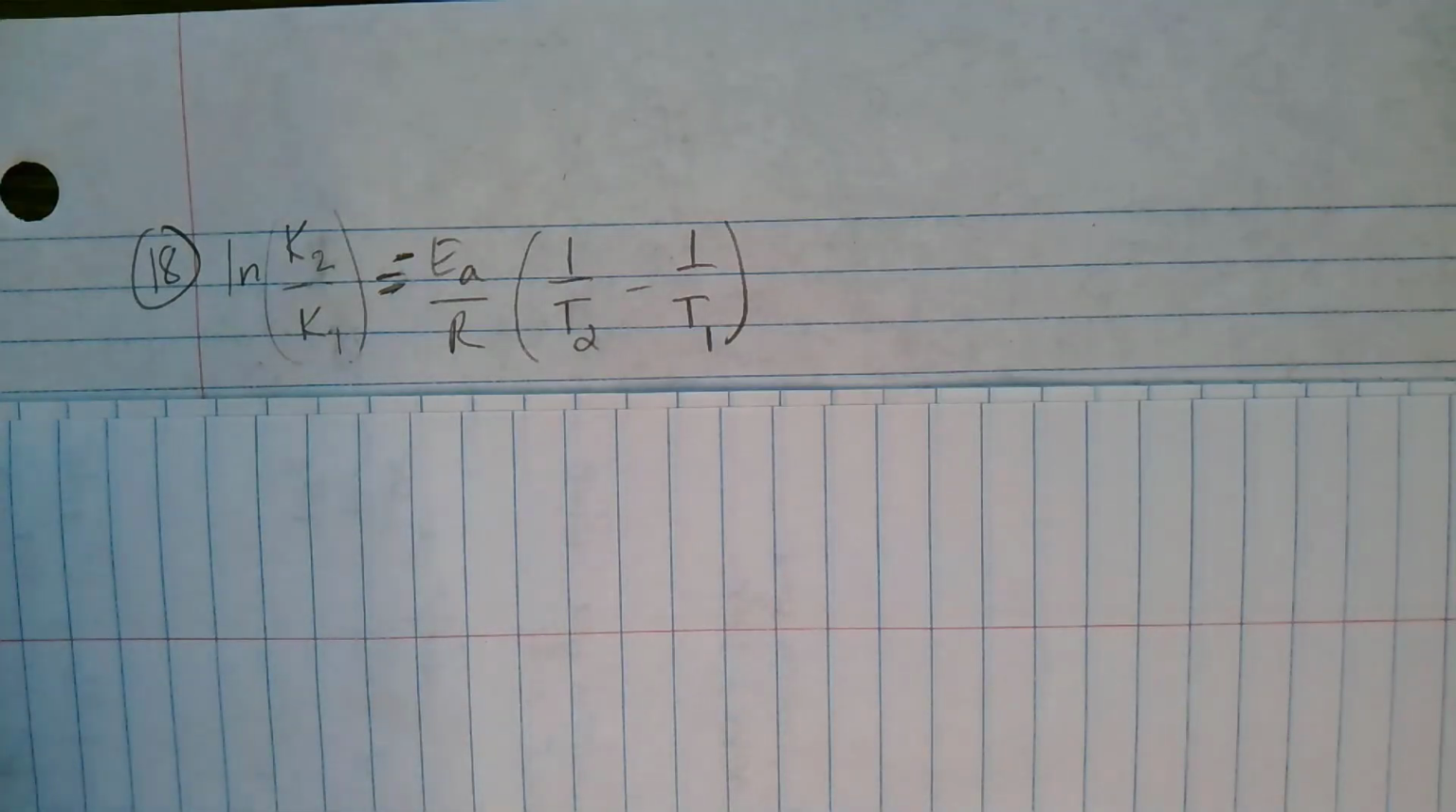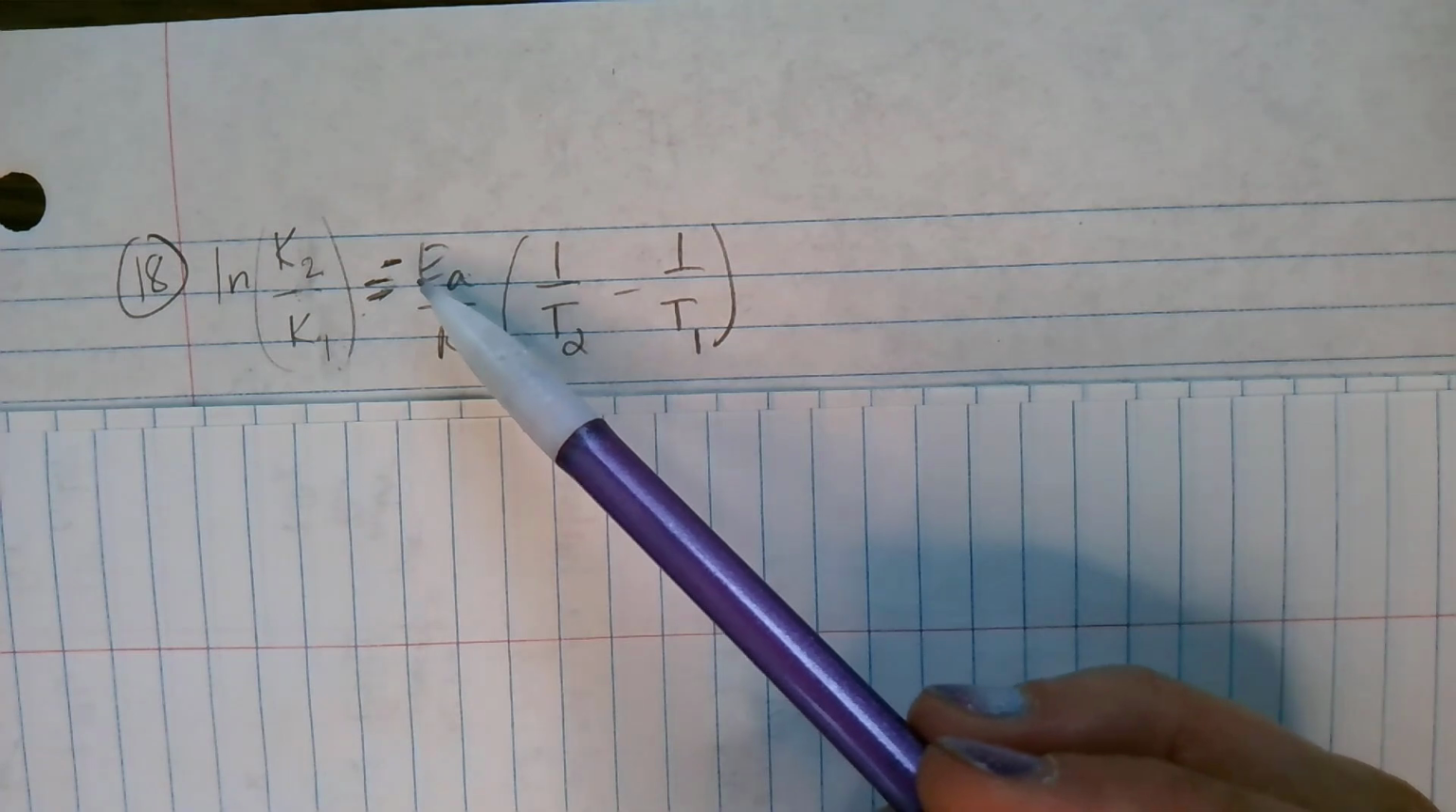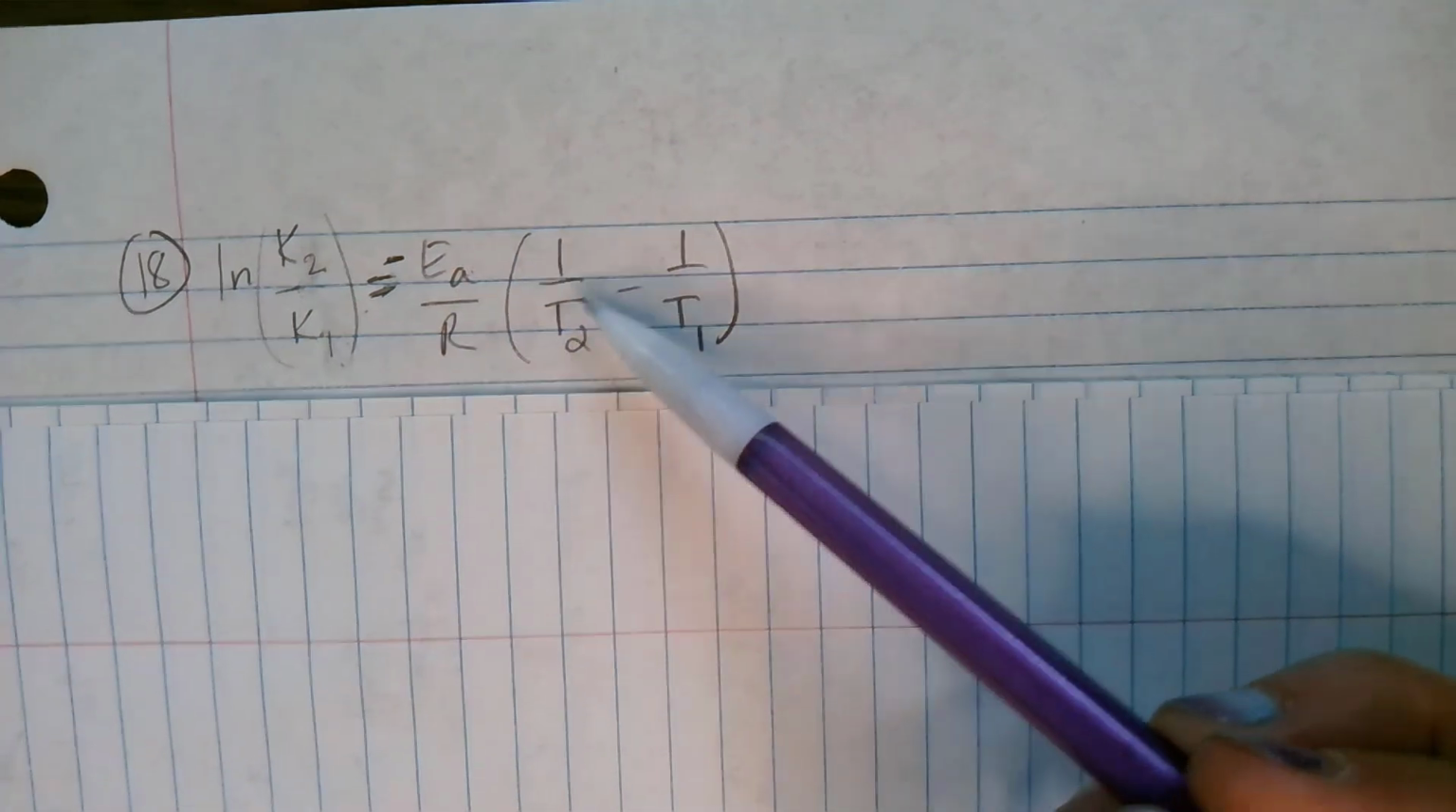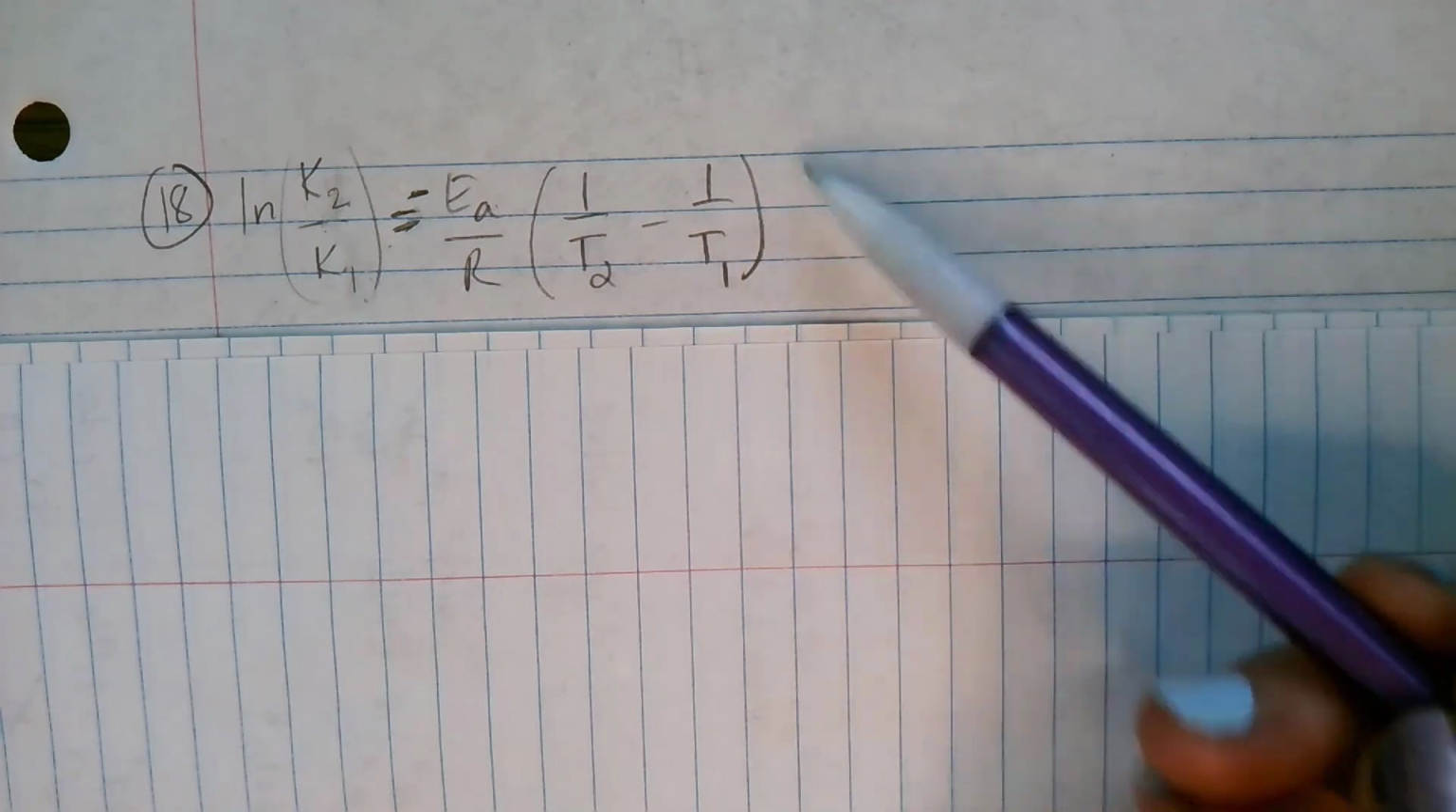All right, and for the very last question, number 18, we are told that the activation energy for a reaction is 260 kilojoules per mole. We are given the temperature and the rate constant for that temperature, and we want to find the rate constant at 850 Kelvin, and we are given the gas constant R. Since we were told activation energy, we need to use our Arrhenius equation. The natural log of k2 over k1 is equal to negative activation energy over R, times 1 over T2 minus 1 over T1.